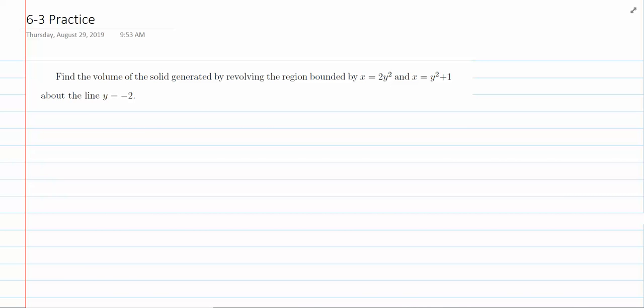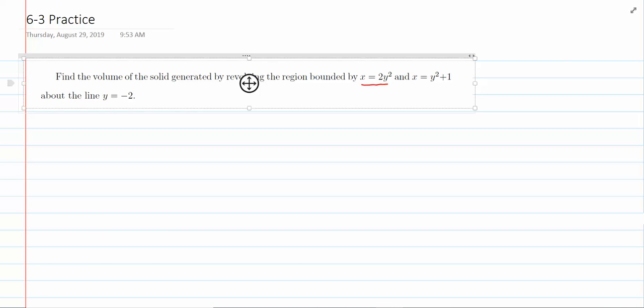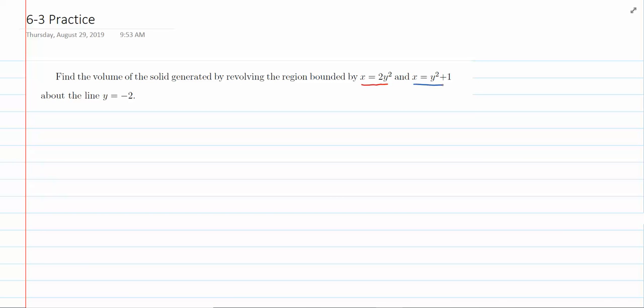Here we have another solid of revolution problem. The curves we're given are x equals 2y squared and x equals y squared plus 1. Notice both of these are of the form x equals, and since the other sides both involve y squared, these are going to be parabolas. They're going to be opening to the right.